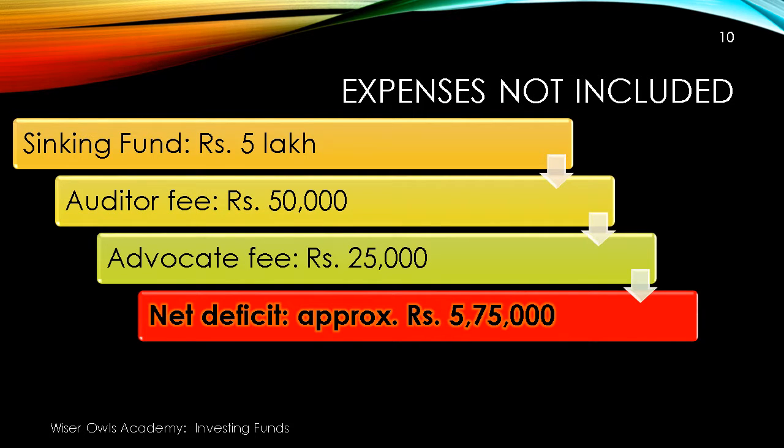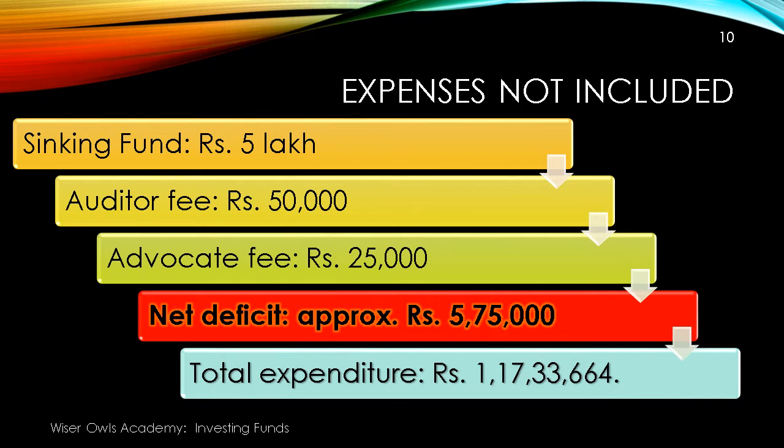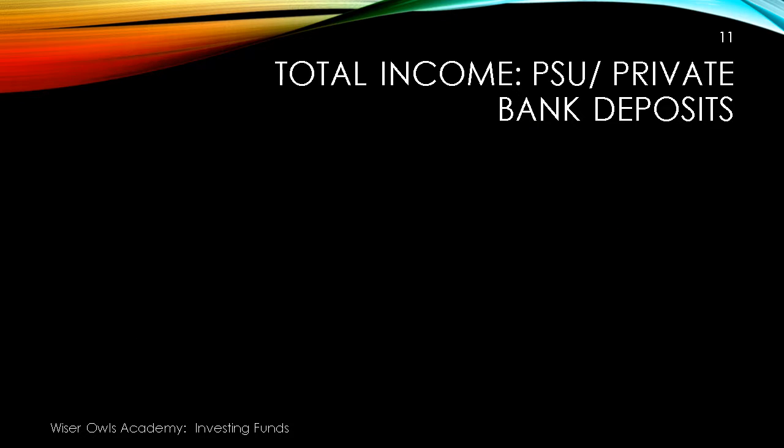That leaves us with a net deficit of approximately 5,75,000 rupees. So the total expenditure is actually going to rise to 1 crore and 17 lakhs 33,664 and not the number shown in the budget. That is a big deficit. Let's take a quick look how that affects our finances.